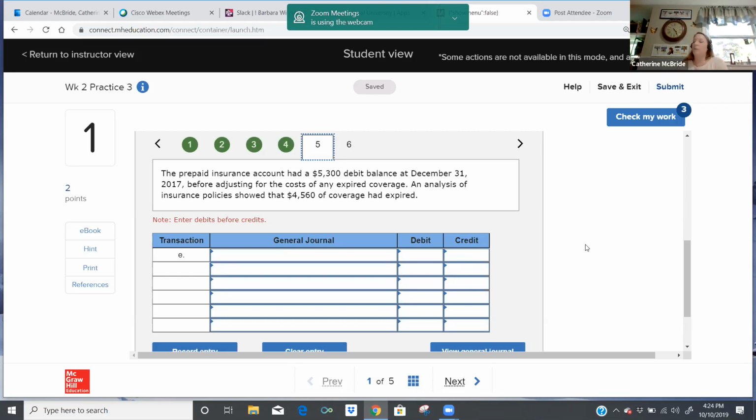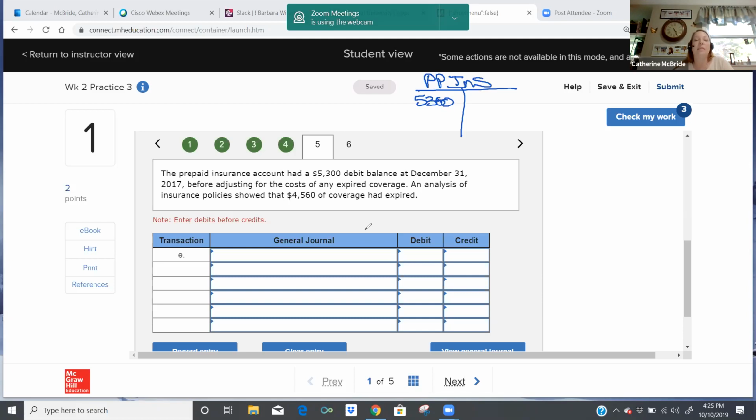Number 5, our prepaid insurance account. So let's look, we have prepaid insurance. Set up our T account so we can see what's happening. Prepaid insurance account had a $5,300 debit balance. Prepaid insurance is an asset because we have a future benefit. We have the future benefit of using the insurance.